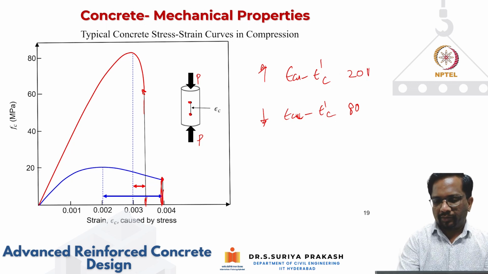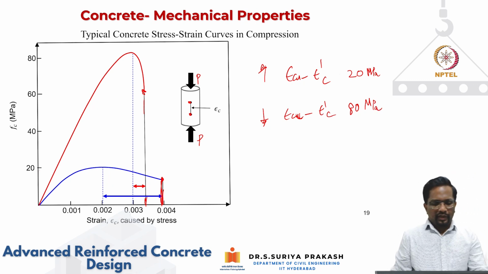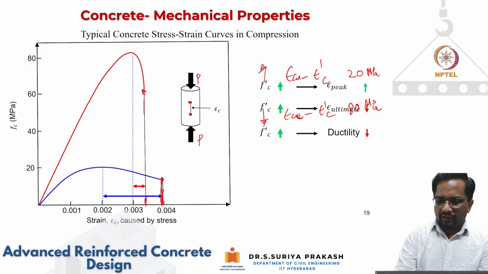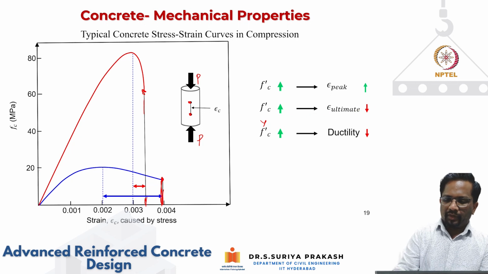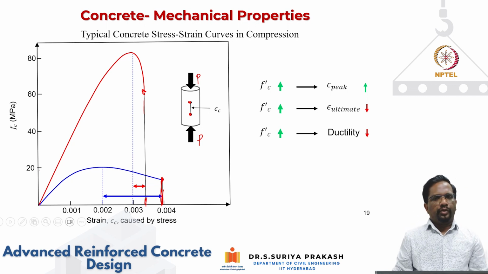This is for 20 megapascal. This is for 80 megapascal. So we can clearly see that the ductility of the material is going to reduce as the strength of the concrete is increasing, right? So maybe I'll erase this. What are the things that we can conclude from here? These are important, because more and more we are using high strength concrete. It's important to understand the consequence of using high strength concrete.